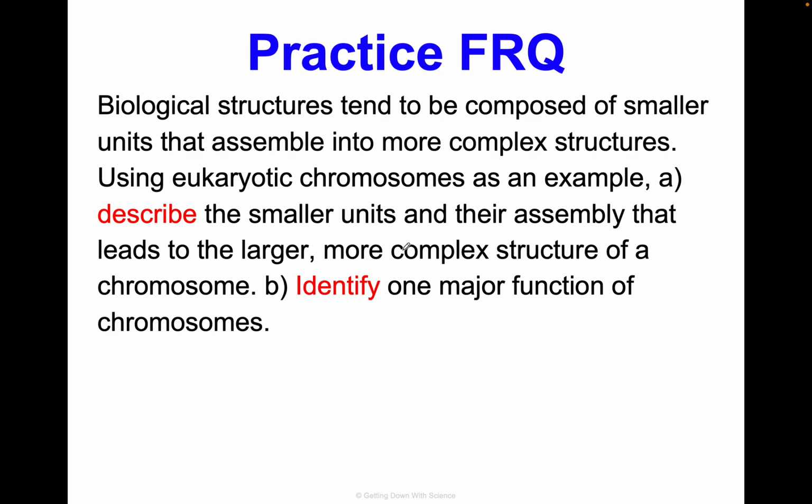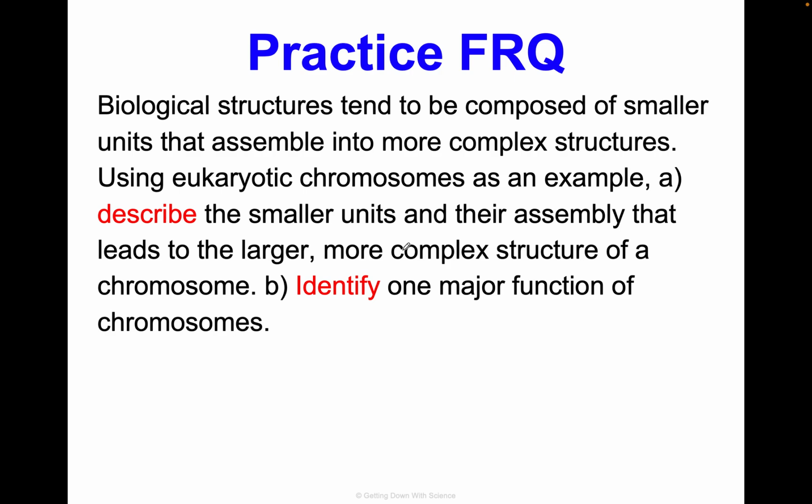Practice free response question. Biological structures tend to be composed of smaller units that assemble into more complex structures. Using eukaryotic chromosomes as an example, describe the smaller units and their assembly that leads to a larger, more complex structure of a chromosome. Identify one major function of chromosomes.